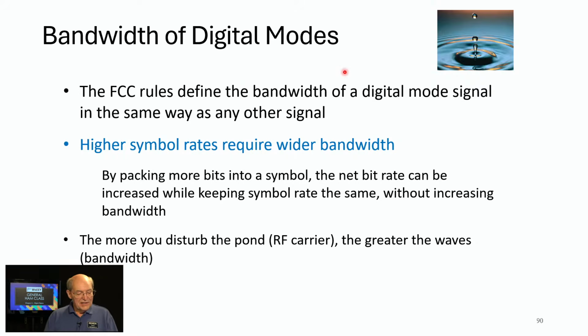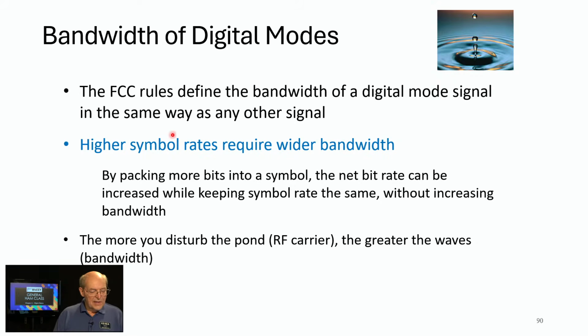Now bandwidth, I like this picture. It's a pond of water and there's water dripping down into the pond. Now the faster the drops are coming, or the harder they're hitting, the greater the disturbance in the pond. That's an easy way for me to see that if we speed up a data rate, we're going to be dropping those drops faster. We're going to create a greater disturbance. It's going to require more bandwidth.